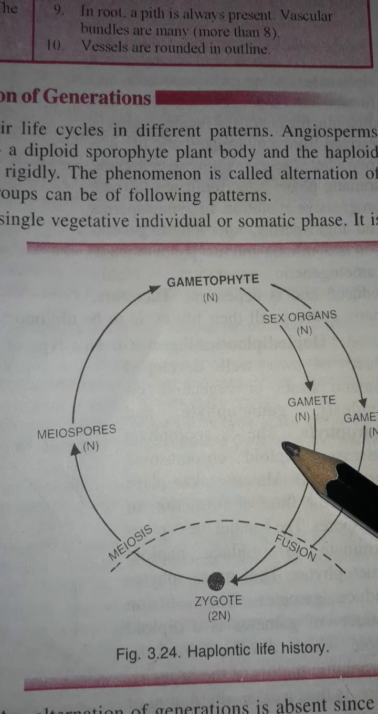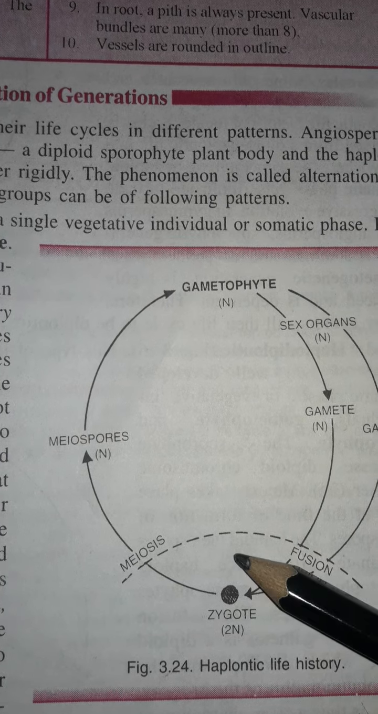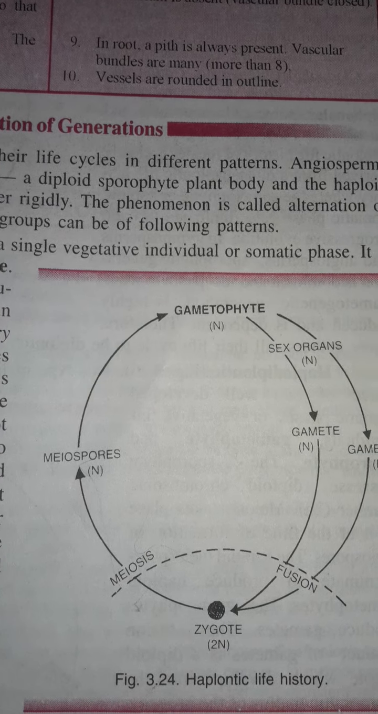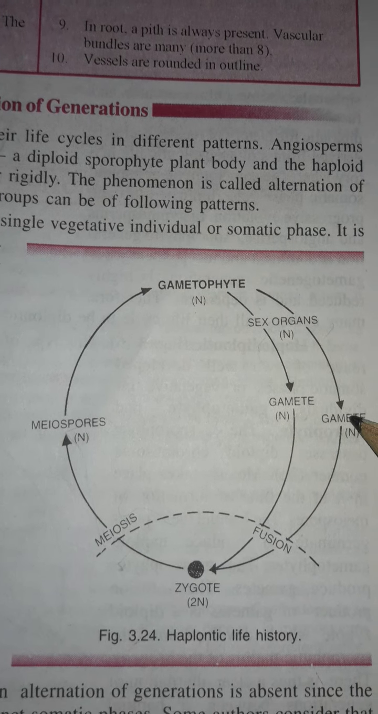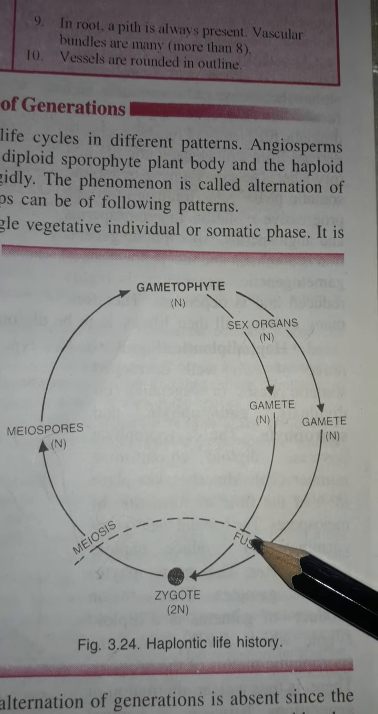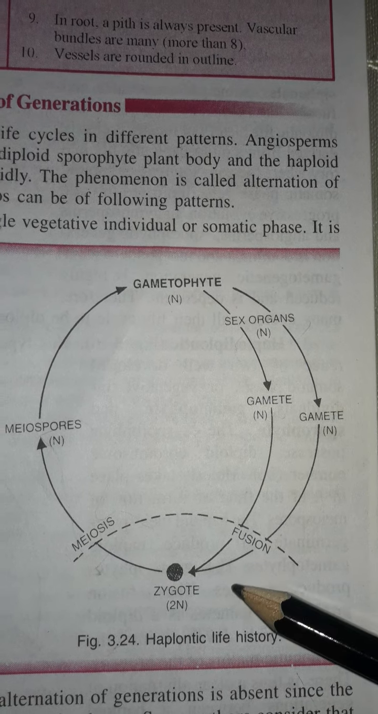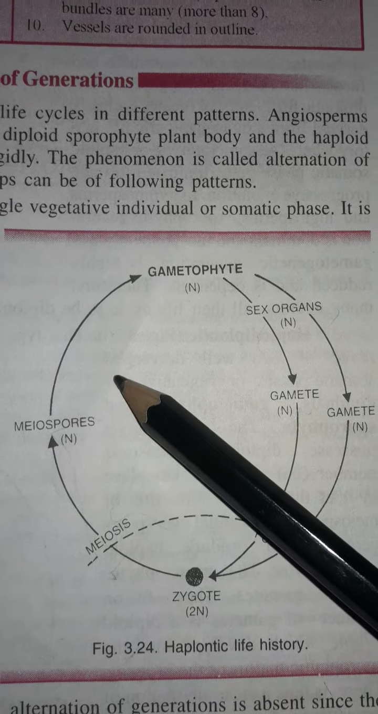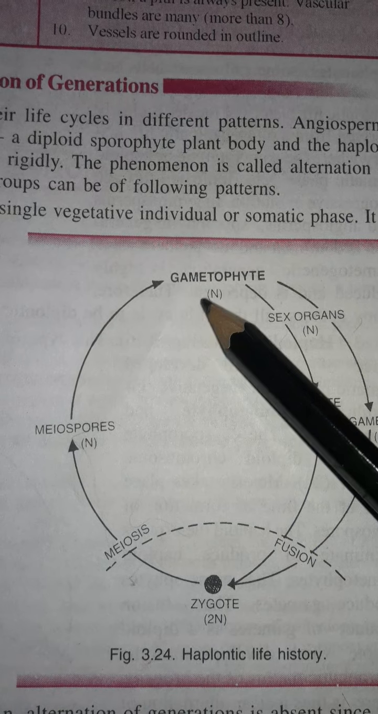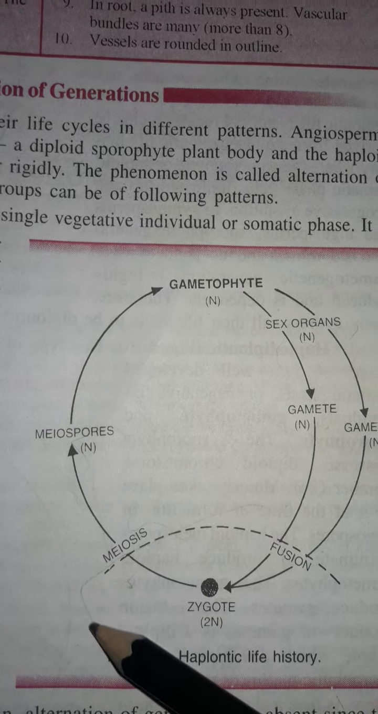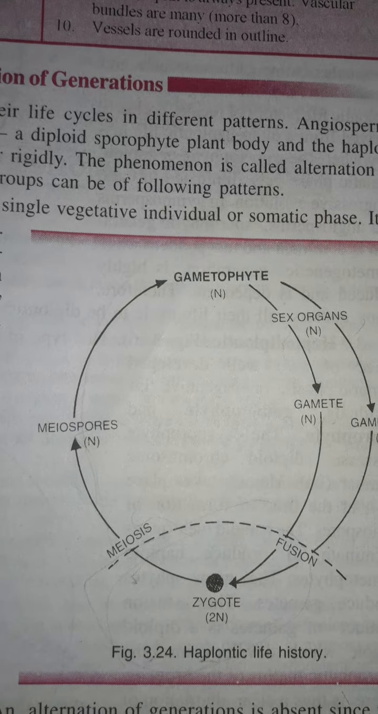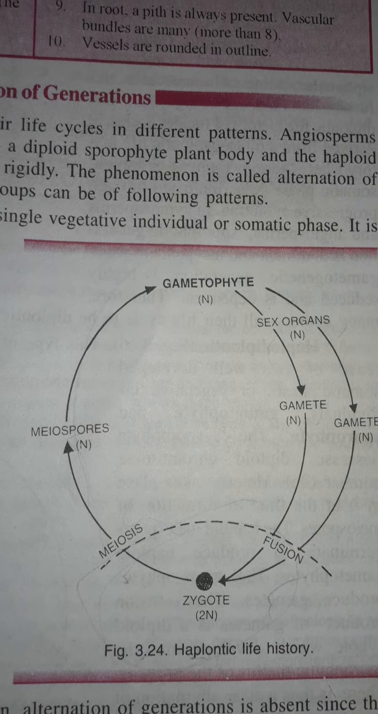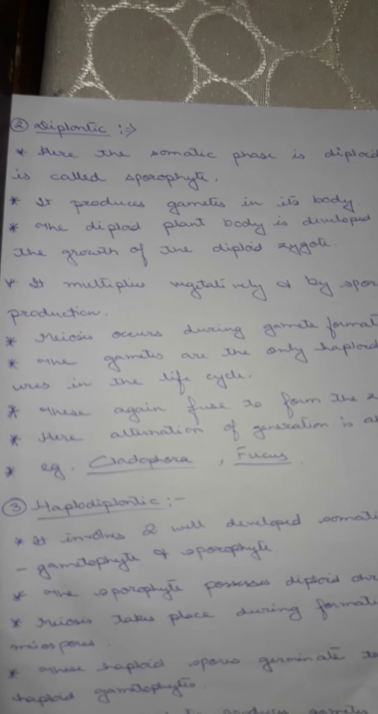If you look into this diagram, you will see that this is a haplontic life cycle. Here see the gametophytic plant body which is haploid, producing the sex organs, that is, the gametes are being produced which are again haploid. They will fuse together, that is fertilization, to form the zygote which is a diploid phase. This will undergo meiosis to give rise to the meiospores, which will germinate into the new gametophyte. So except for this particular short period, throughout the life cycle it is haploid. That's why this is known as the haplontic life cycle. Got it?